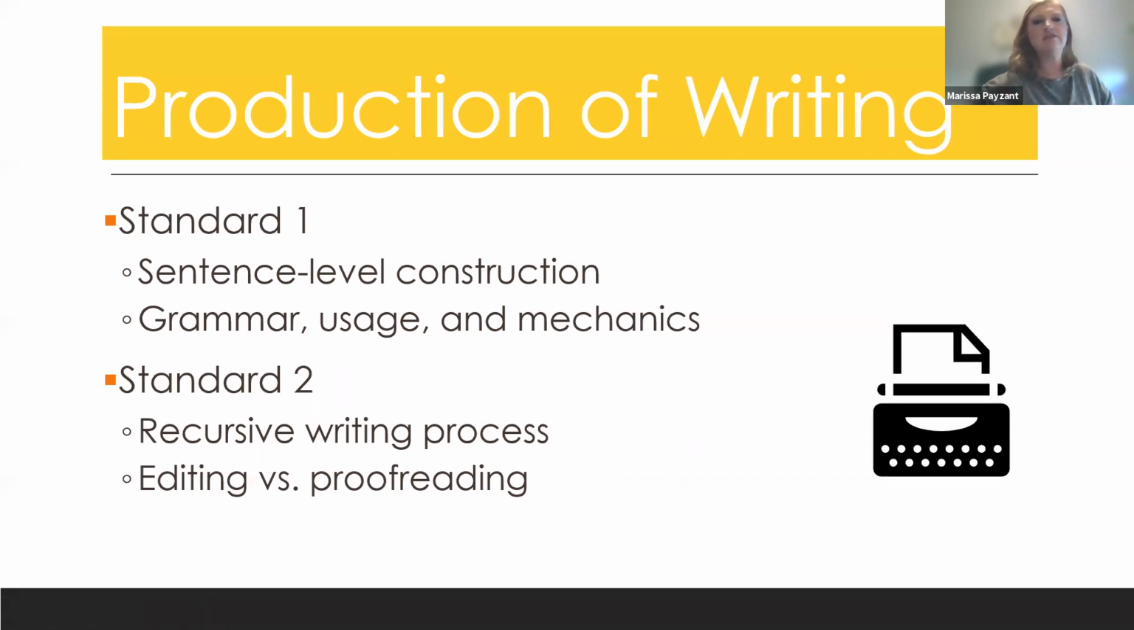Okay, our legacy standards had writing process and writing modes. They tended to be a little heavy on the process side. We tried to address some of that. It's got some updated language. It's now referred to as production of writing. There's 2 standards in production of writing. And something new that you'll see is a strand of standards and indicators around sentence level construction, and then newly revised grammar usage and mechanics standards and indicators.